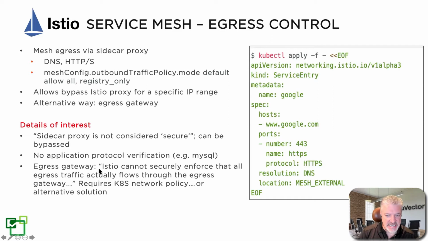Mentioning this egress gateway, Istio cannot securely enforce all that flows through an egress gateway. So you would have to add to that either some Kubernetes network security policies or some other alternative solution to build the security walls to make sure that everything flows through that egress gateway.